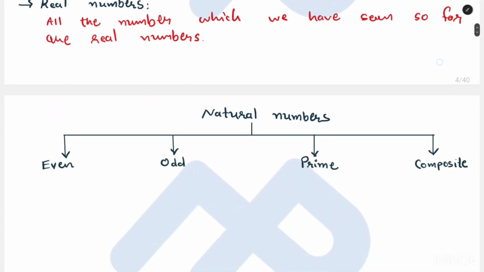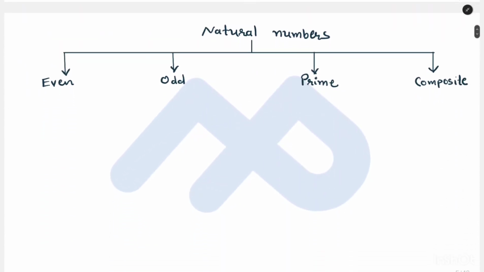Okay, now let's see how the natural numbers are further classified. Natural numbers are classified as either even or odd, prime or composite. Even numbers are basically multiples of 2. All the numbers which are divisible by 2 are called even numbers. For example, 2, 4, 6, 8, and so on. Any multiples of 2, any alternate number starting from 2, all the alternate integers are even numbers.